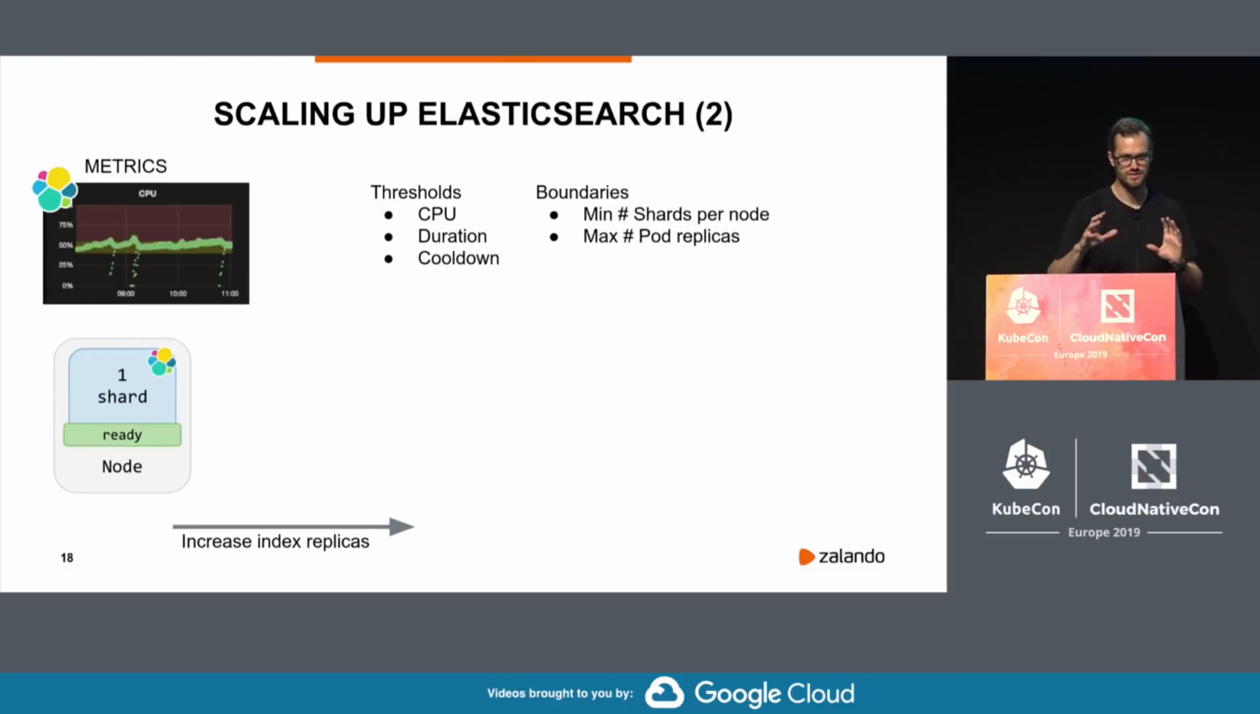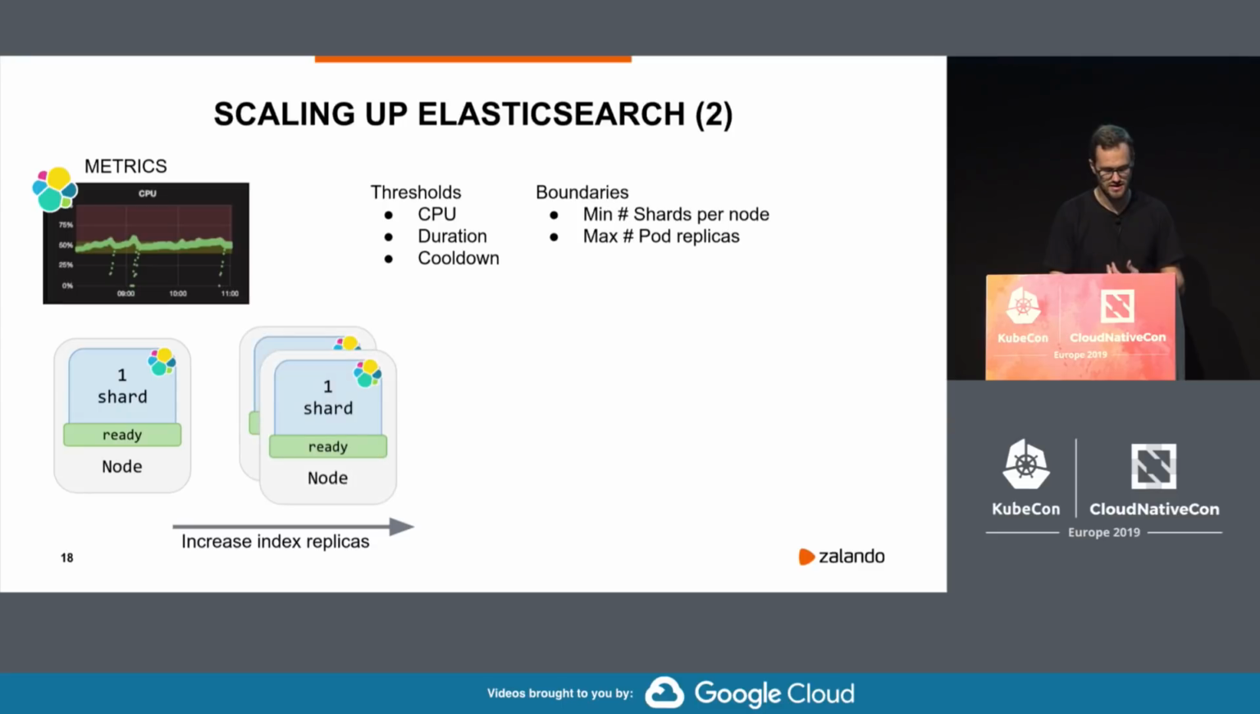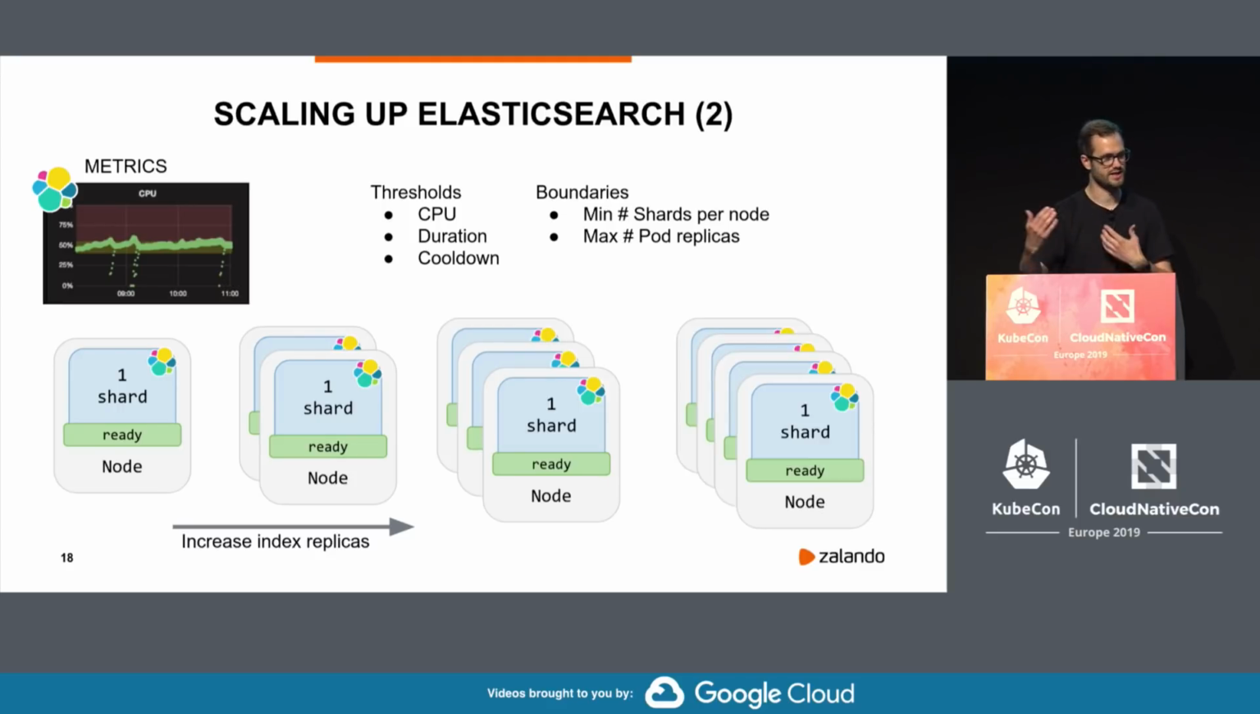So I mentioned there were 2 dimensions for scaling. The other one is scaling the replicas of the indices in Elasticsearch. Here we have an example where we just have 1 shard, and adding another node wouldn't do anything, because then we just have a node with no shards on it. So what we want to do is scale the number of replicas for the index. Then we just add another shard, and then we can scale up and actually utilize the nodes. And this we can of course do until we hit the boundary, which would be the minimum number of shards per node, and the maximum pod replicas that we can scale to.